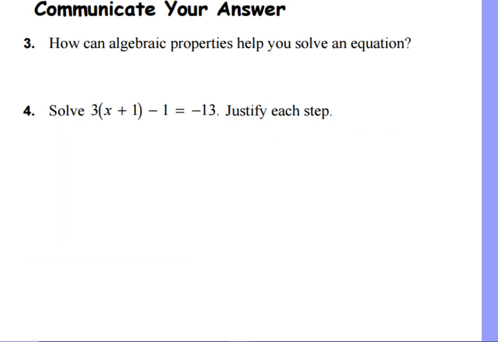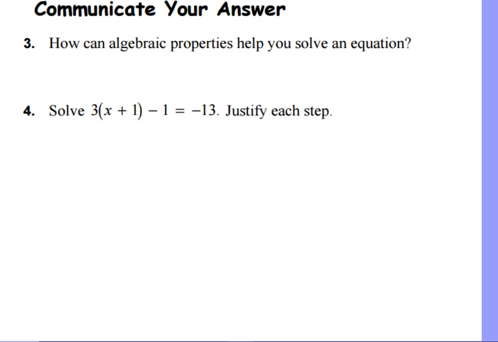So let's take a look at one more example and kind of an open-ended question. And let me think about this. I challenge you to stop the video after I ask this, but really, how can algebraic properties help you solve an equation? Really, try to stop the video and see if you can think why.